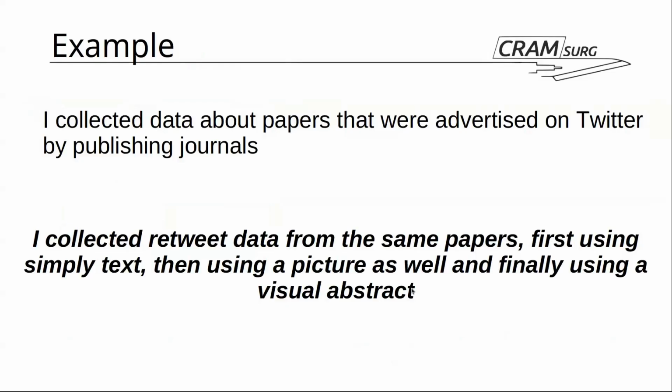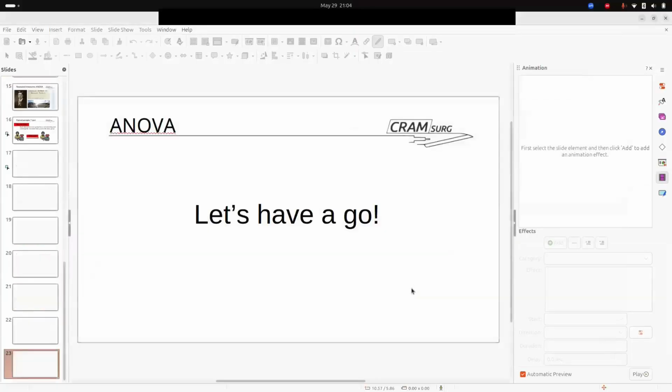So going back to my lovely dissertation, if you remember, and it's probably now imprinted in your brain as much as it is in mine, I did collect data about papers that were advertised on Twitter by a number of publishing journals. And for the purpose of this particular example, let's assume that those papers were treated first using simple text, then using a picture, and then using a visual abstract. Now, this was done sequentially. So basically, we've got the same papers, and we've got 3 different levels: text, picture, visual abstract. Let's have a go at doing it with Jamovi.